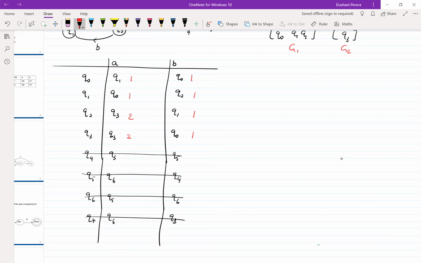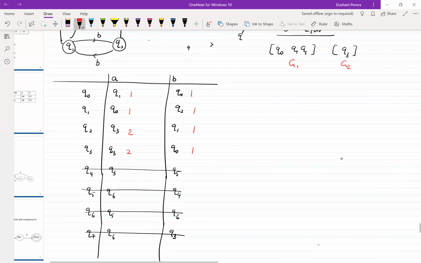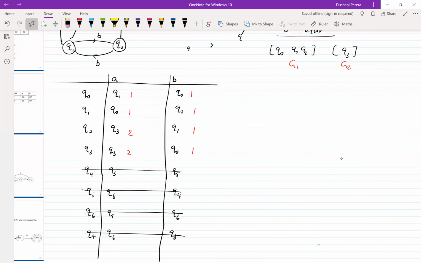Okay, now let's see who can be separated and who cannot be separated. As you can see, these two, Q0 and Q1, behave in the same way because they go to the same group. Okay, Q3 is anyways separated, so we don't have to consider Q3 again.